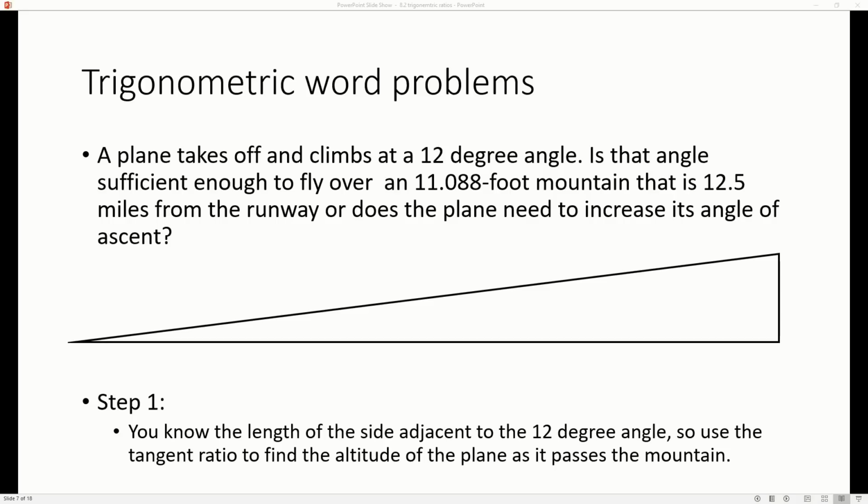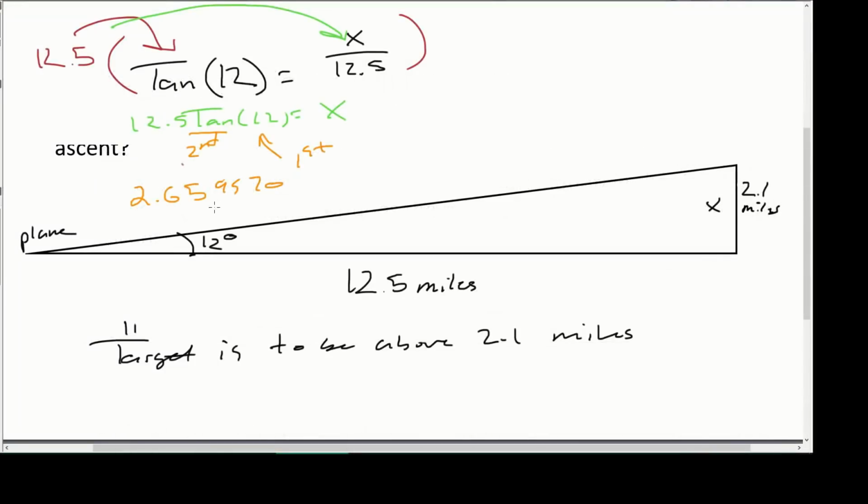Now, in this class and for this demonstration, I'm going to ask you to round to the nearest hundredths. So here's our hundredth. That's going to go up. So we're going to be at 2.66 miles. Is 2.66 greater than 2.1? Of course it is. Are we safe? We're perfectly safe.